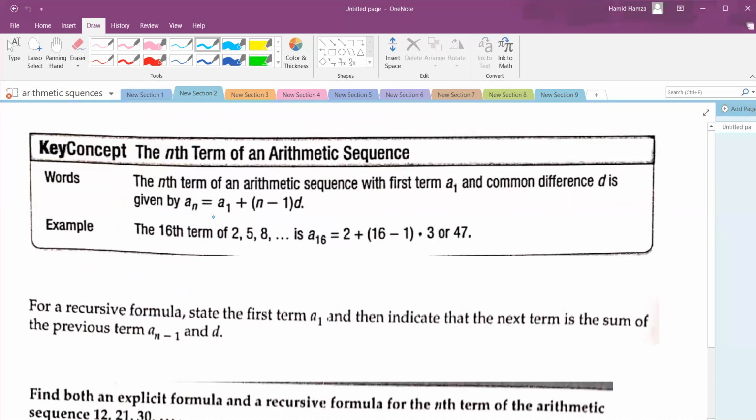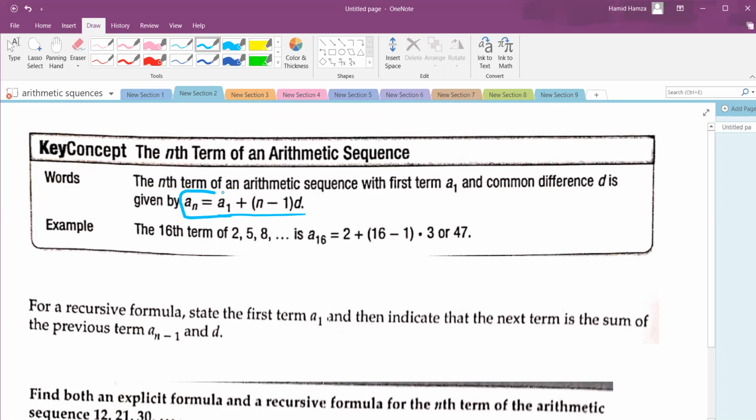Now we will talk about the nth term or general term. And what is the use of this general term? The general term a_n equals a1 plus (n minus 1) multiplied by d. a1 is the first term. n refers to the order of the term. And d refers to the common difference.